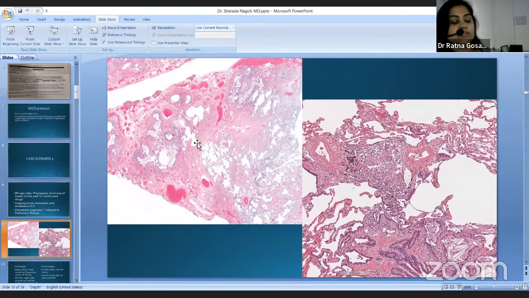But in the other sections, the pathologist could find these areas as well. These areas. So what are these? Who are the pathology residents? Can you please raise your hands? No pathology residents?